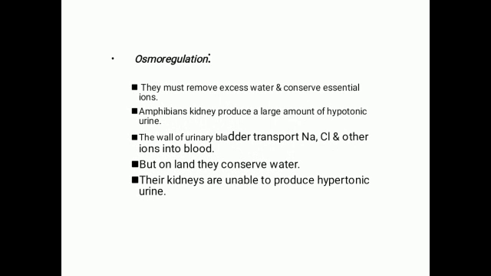Osmoregulation. They must remove excess water and conserve essential ions. Amphibians' kidneys produce a large amount of hypotonic urine. The wall of the urinary bladder transports sodium, chloride, and other ions into the blood. But on land, they conserve water. Their kidneys are unable to produce hypotonic urine. As they live in water, they don't need much water. They need ions, so they conserve ions and remove excess water. But as they live on land, they need more and more water, so they conserve water more.